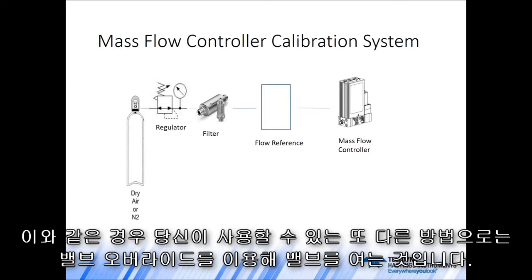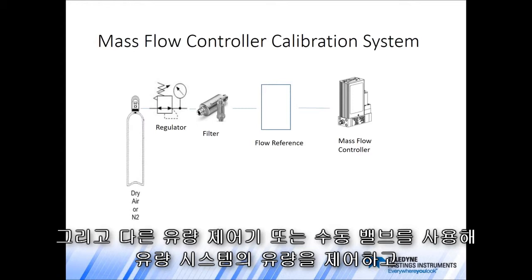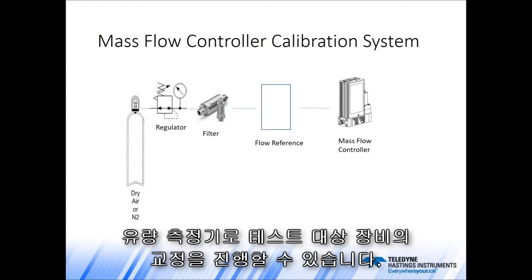Now, another thing you can do in these cases is to set the valve open using valve override and calibrate the unit under test as a flow meter using another flow controller or manual valve to control the flow through the system.